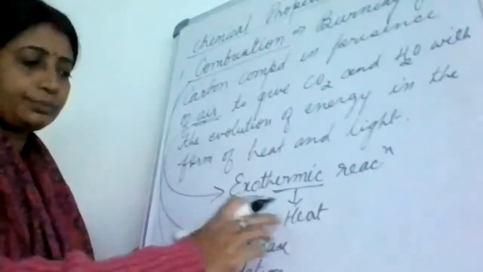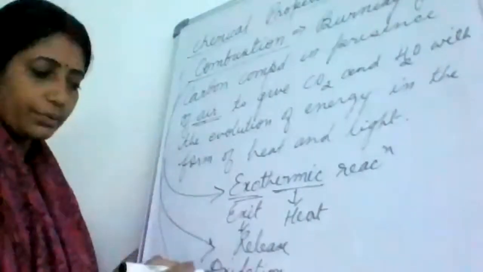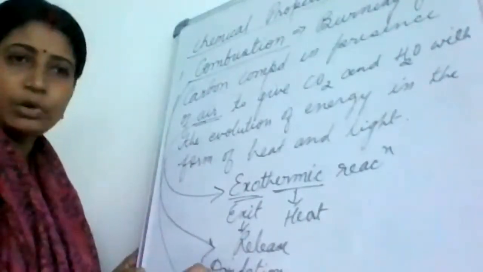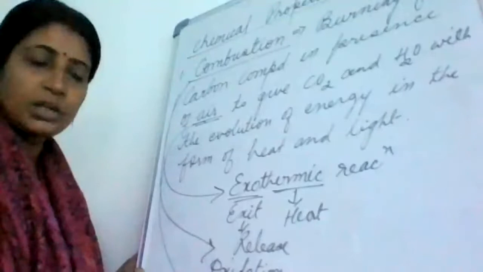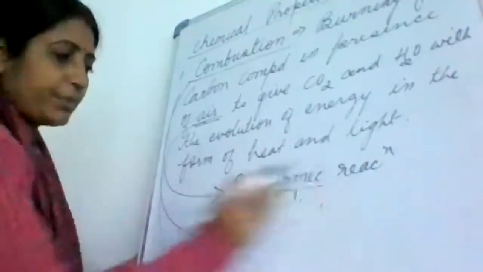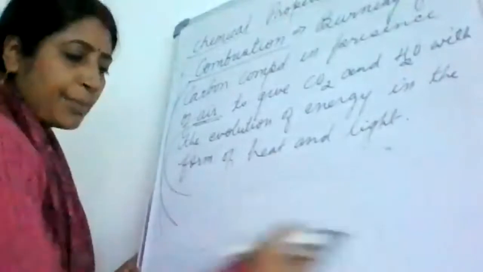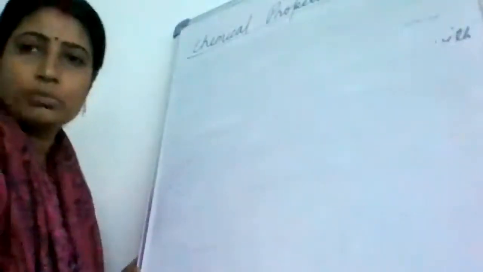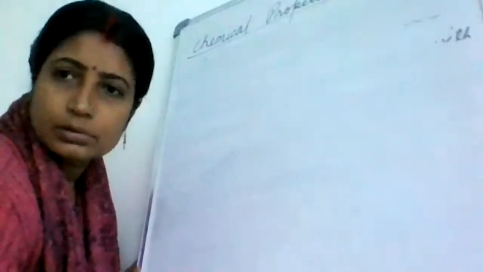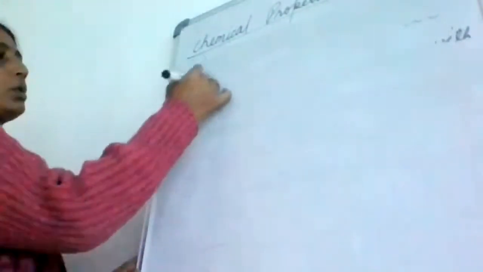So exit means what? Release of heat. And it is also oxidation, because the product that is formed is an oxide. So what kind of process is this? It is an oxidation process. Now let us take some examples. Whatever carbon compound you take, each time you will find that the product will be the same. Keep on noting down the things. Okay, so I have taken methane, CH4.